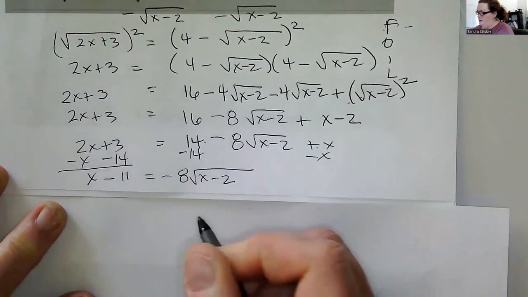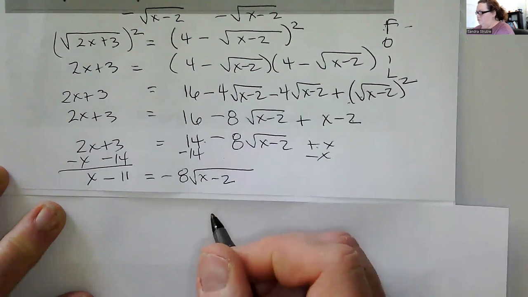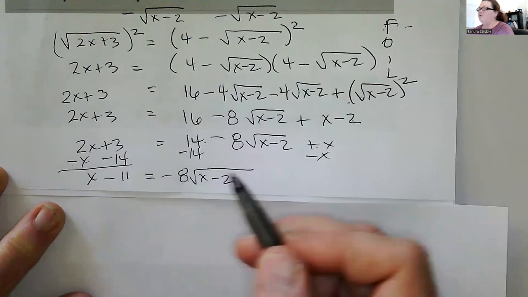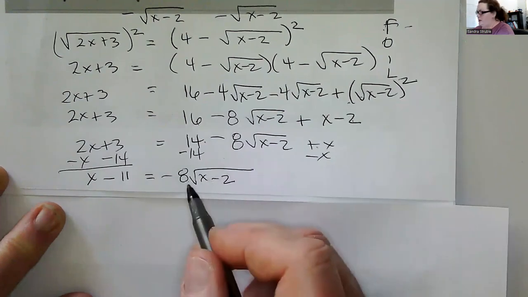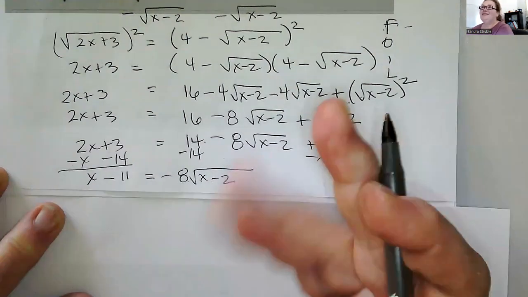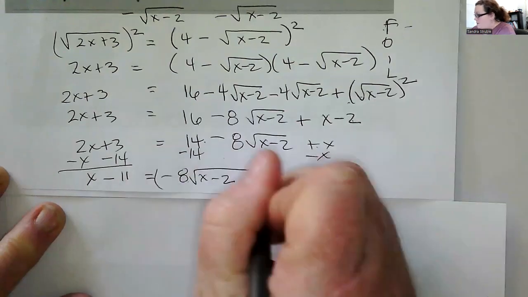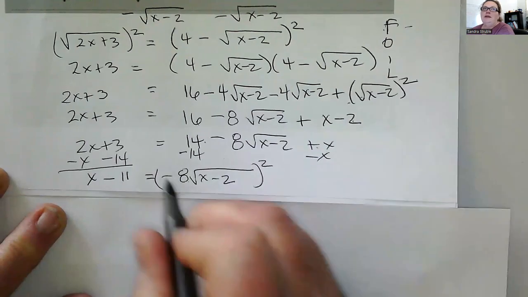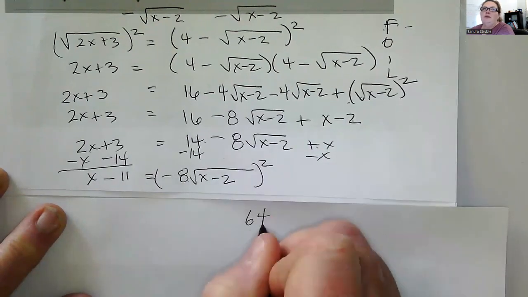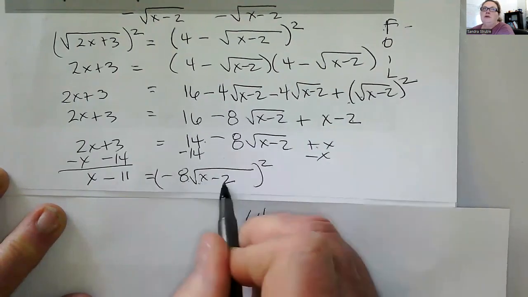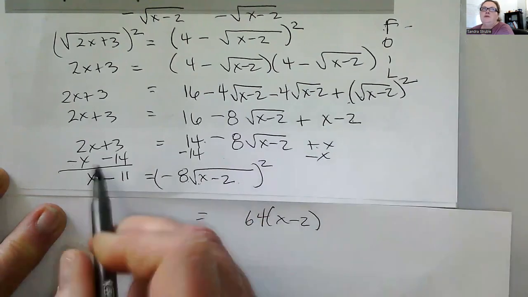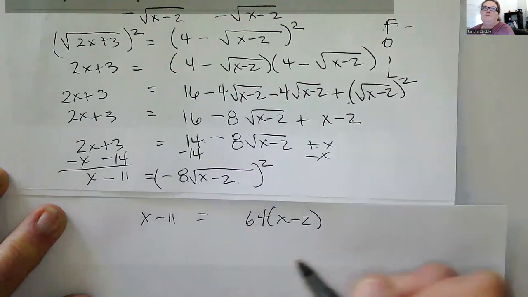All right. Well, in order to get rid, I mean, I could go through and divide by negative 8, but I don't want to, because it doesn't do me any good. So I'm just going to square this side to get rid of this radical. And when I do that, I get negative 8 squared is just 64. And then the square root of x minus 2, squared, is just x minus 2. And that's equal to x minus 11. Okay.